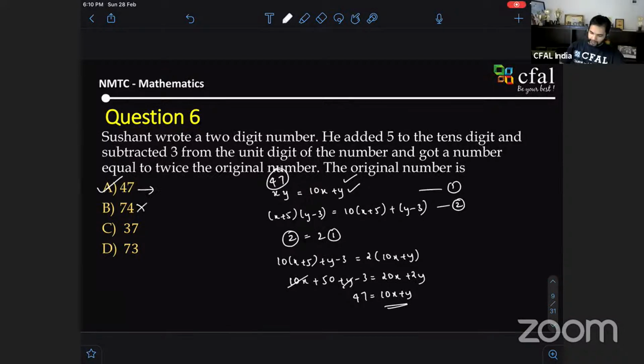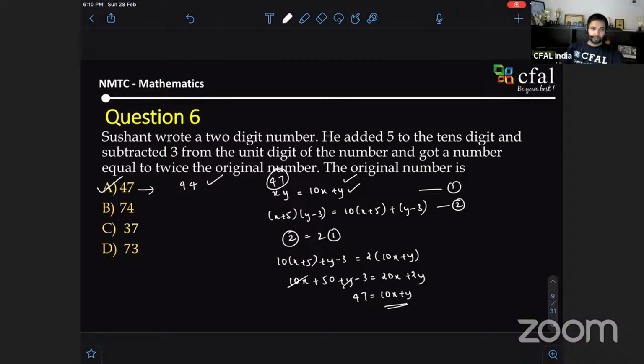See, B and D directly cannot be possible because they told us to add 5 to the tens digit. It's already 7. If I add 5, it's going to cross, it's going to be a 3-digit number, right? I don't know if they have mentioned that it cannot be a 3-digit number. Oh, they have not mentioned, right? So we can always consider that. Okay, let's see. I'll add 5, so this will be 9. I'll subtract 3 here, that will be 4. Yes, 94, this is twice 47. So directly I got option A.